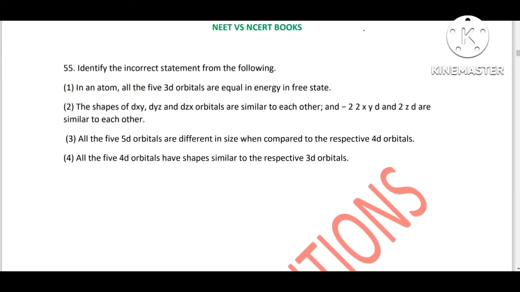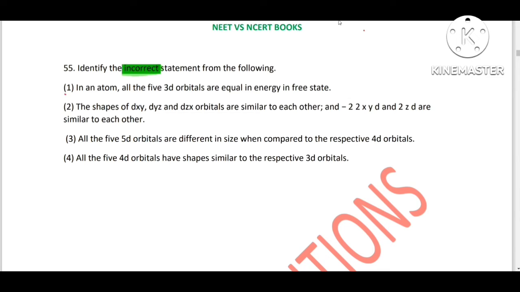Now let us discuss question 55. Identify the incorrect statement from the following. When you read the question, if a negative form is present, you have to underline that negative form. Here the negative form is incorrect statement among the following. They ask for the incorrect statement, so you have to highlight that word. Now let us verify the given options. This question is also from the basic NCERT book.